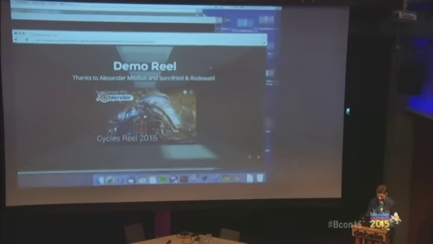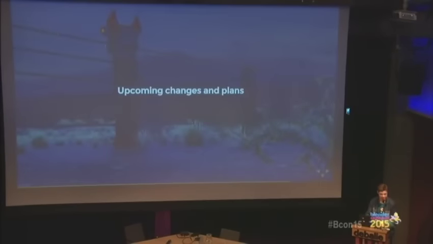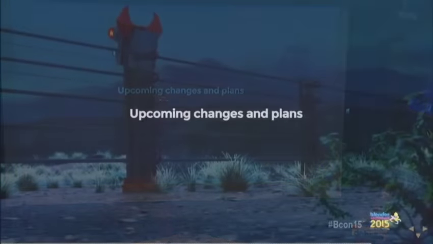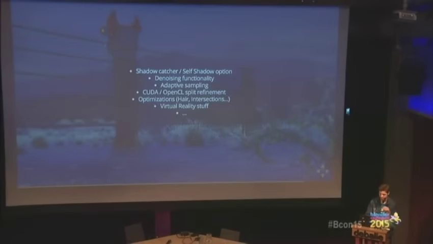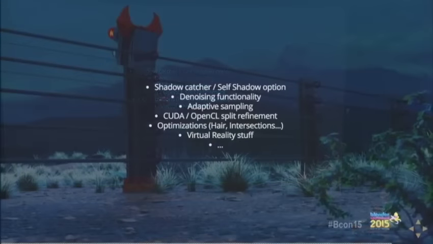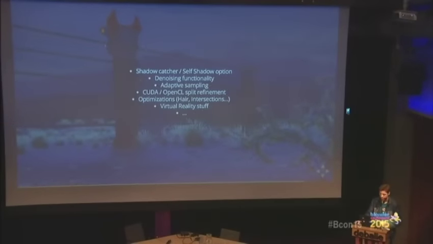Okay, so let's talk about some upcoming plans and changes. So here's a list that Sergey and I did yesterday. So you probably have seen the shadow catcher already. Sergey was showing it at the end of his presentation. And there will also be a self-shadow option probably, so you can probably in the ray visibility panel avoid self-shadowing if you want to have that disabled for certain objects.